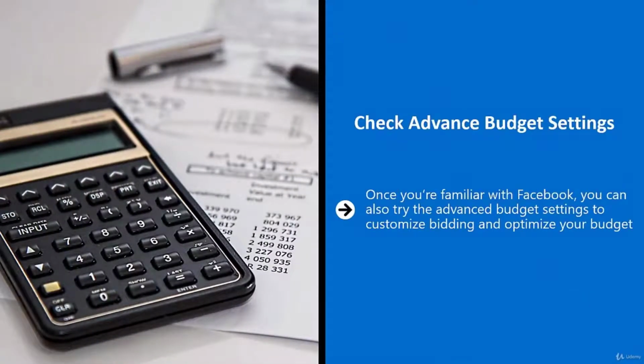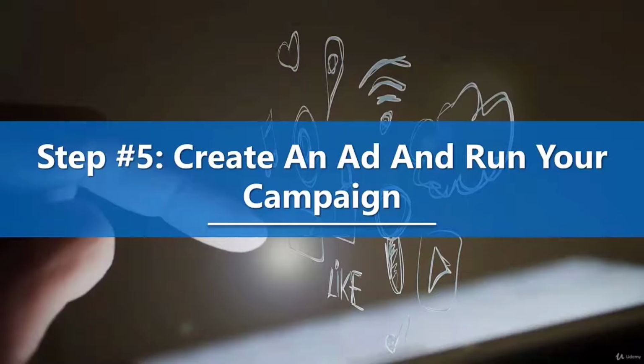Check Advanced Budget Settings. Once you're familiar with Facebook, you can also try the Advanced Budget Settings to customize bidding and optimize your budget. Once you're satisfied with all the settings above, choose Ad Creative. This will start the process where you actually create your ad. Step number 5, create an ad and run your campaign.